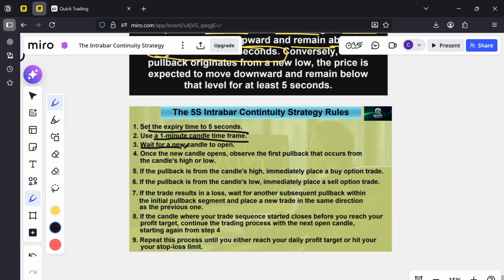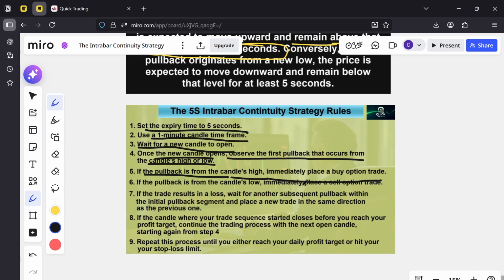Wait for a new candle to open. Once the new candle opens, observe the first pullback that occurs from the candle's high or low. If the pullback is from the candle's high, you immediately place a buy option. If the pullback is from a candlestick low, you immediately place a sell option, right?